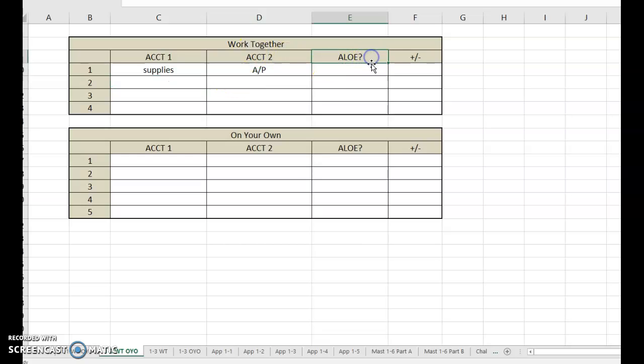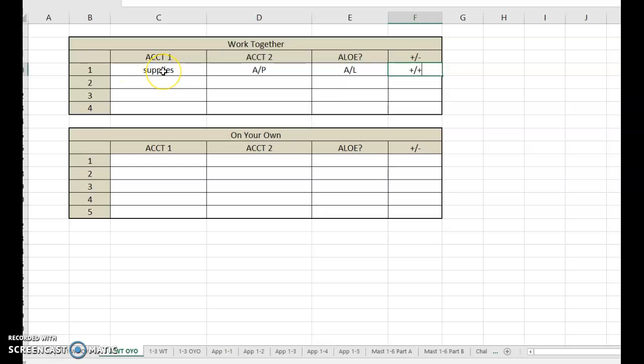Now, it asks, assets equals liabilities plus owner's equity. The first account is assets, so I want you to put in asset A, and accounts payable is a liability, so I want you to put the L. A first, then L, and plus or minus. Well, if we increase our supplies, because we're buying supplies, that's a plus. Accounts payable, we are also increasing the amount we owe them. That's a plus. So it's two pluses.